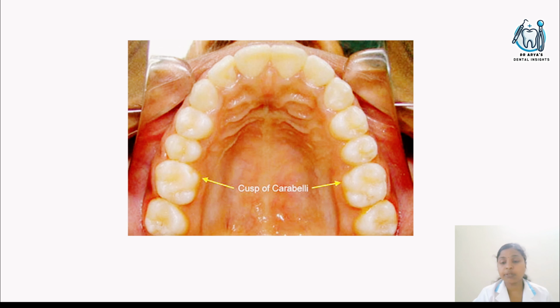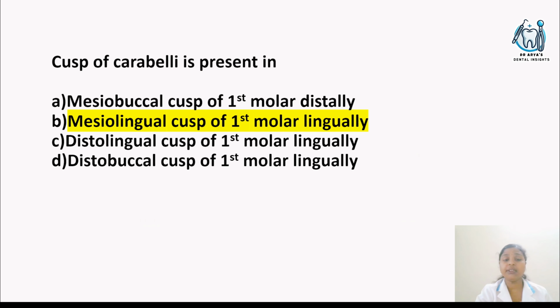So this is the cusp of Carabelli, and this is the maxillary first molar. In which side is the cusp of Carabelli seen? It is the lingual side, and it is the mesial side. So the mesiolingual cusp of the first molar lingually. This is the answer.